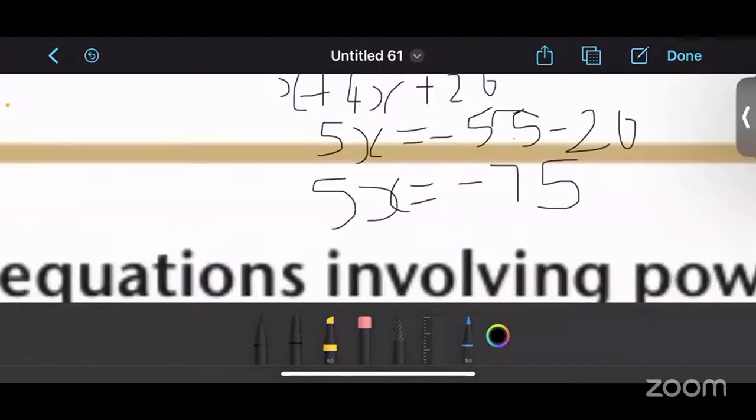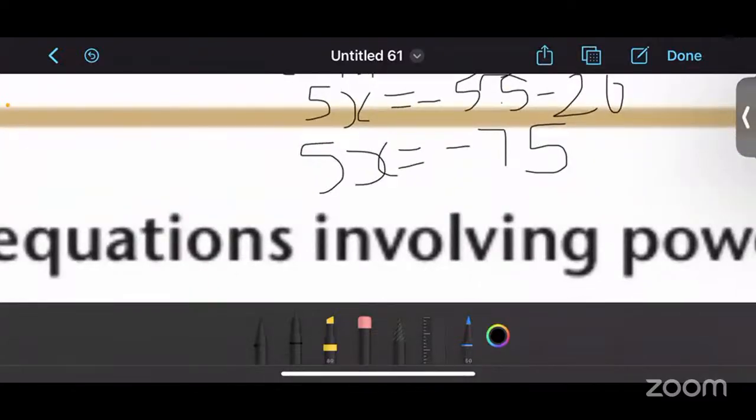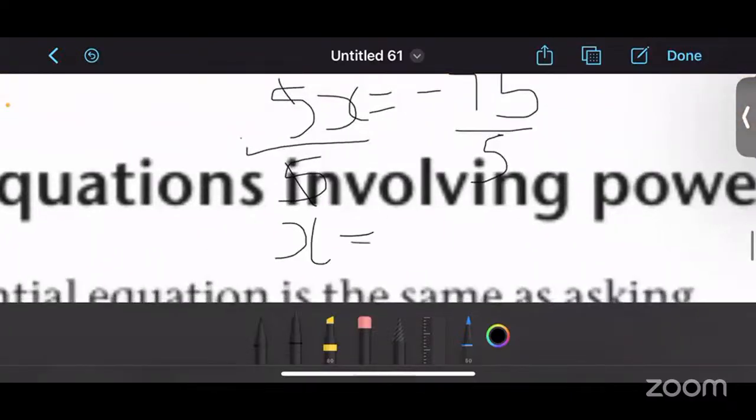5x is equal to negative 75. So then you're going to say that 5x divided by 5 equals x, which equals negative 3. Oh no, sorry, not negative 3. Negative 15. Okay.